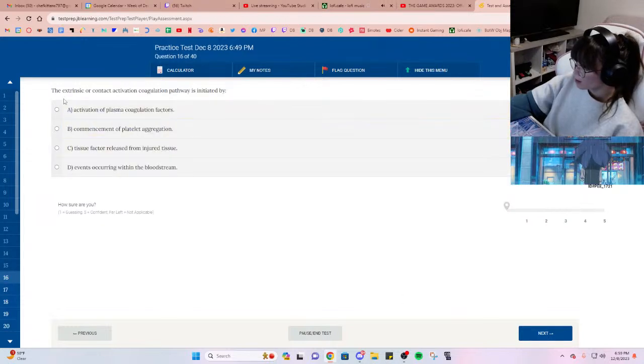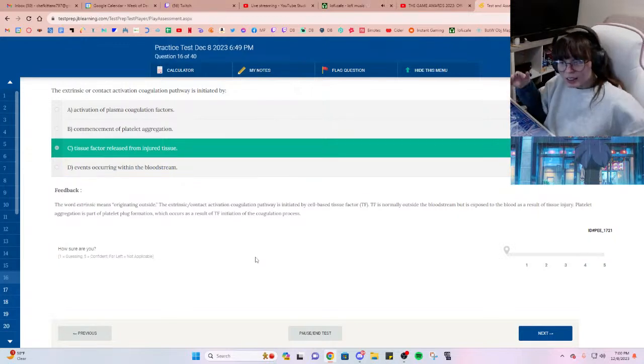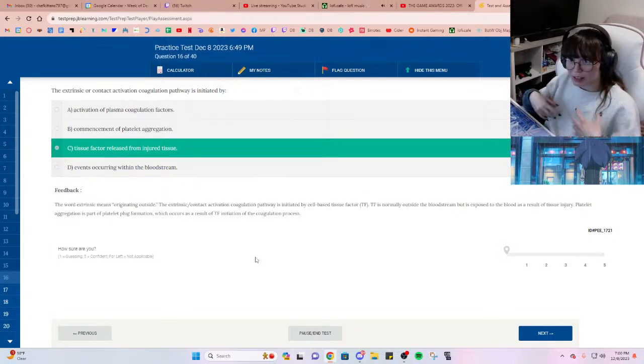Okay. The extrinsic or contact activation coagulation pathway is initiated by tissue factor released from injured tissue? Yeah, because extrinsic means that the damage is coming from outside of the blood vessel, like you get cut or something. But intrinsic means it's coming from inside the blood vessel. Right? I don't really know an example of that. So don't ask.